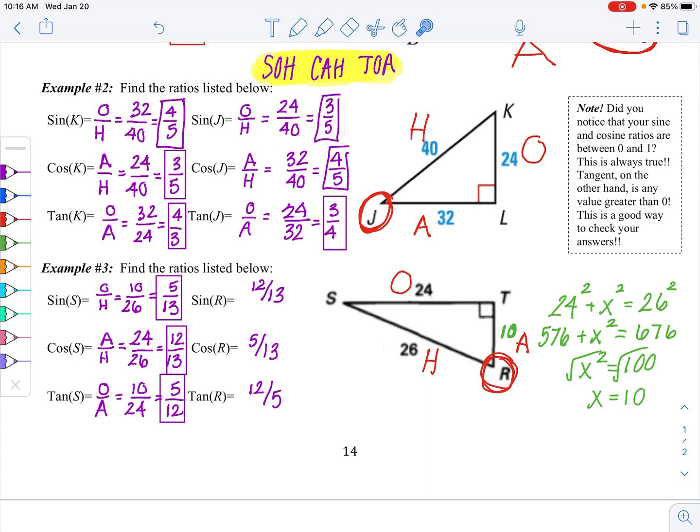Tangent, on the other hand, is any value greater than 0. Right? It could be over 1, could be less than 1, a bunch of values, but it's a good way to check your answers. Okay, make sure you show the ratios and you're simplifying, and that is SOHCAHTOA.